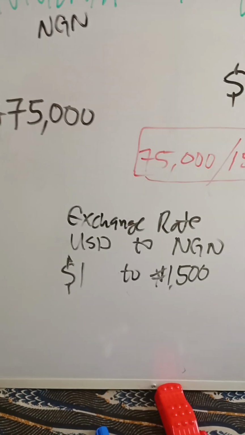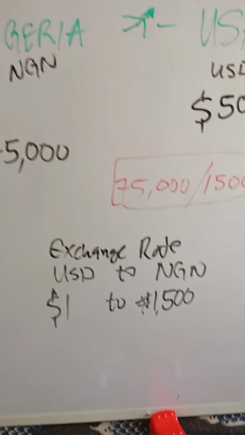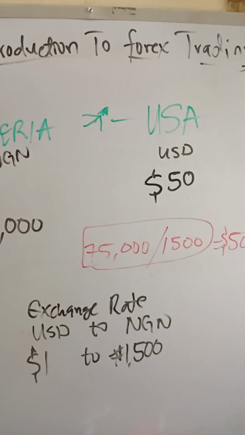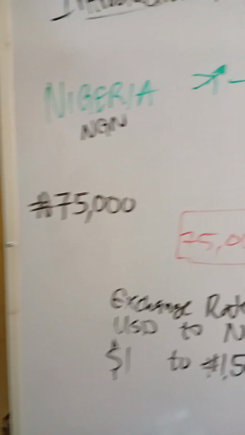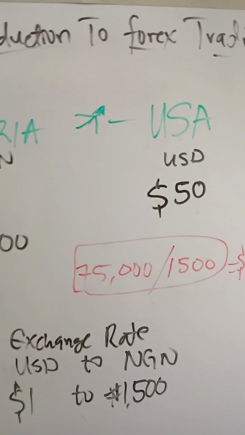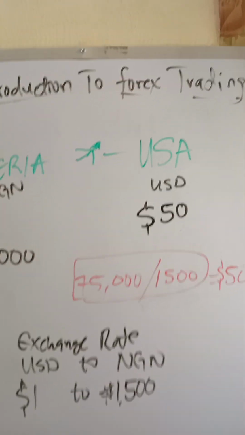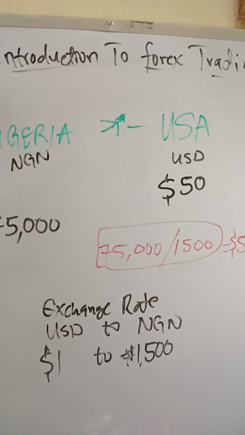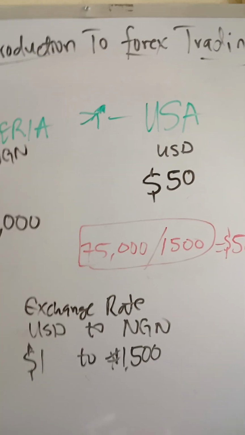Now, let's say when you land in the United States, after exchanging your 75,000 naira to the United States dollar, what you got was $50. Now let's say, guys, let's give an example. You did not spend any money in the United States. Your 75,000 naira, which you converted to United States dollar, is still $50. You didn't spend any money, because we're going to talk about how to make money in the market. Your $50 is still with you.